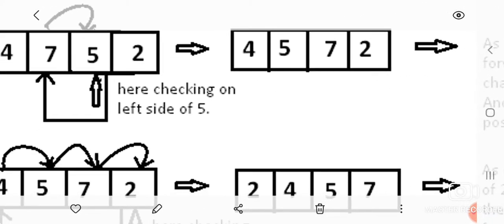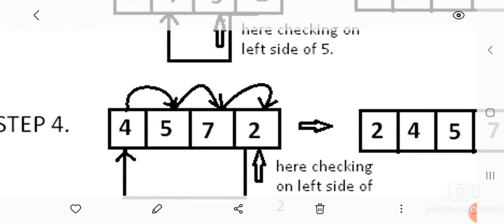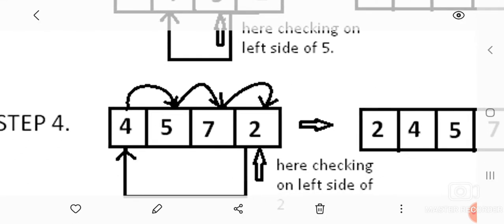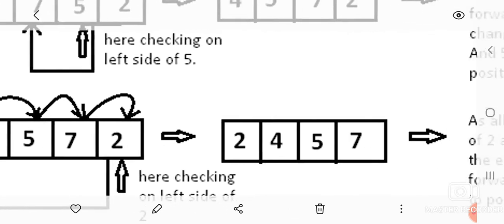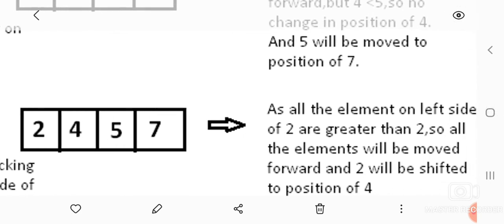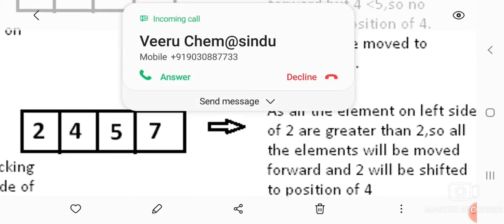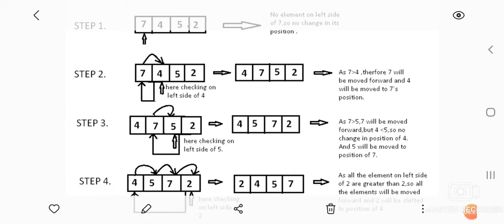Think that these 4, 5, 7 are arranged and we remain with 2. Now I will compare this 2 with 4 first. If the 2 is greater than 4, then we need to make some changes, but as 4 is greater than 2, then we need to place it accordingly. As we have arranged 4, 5, 7, we need to arrange only 2.